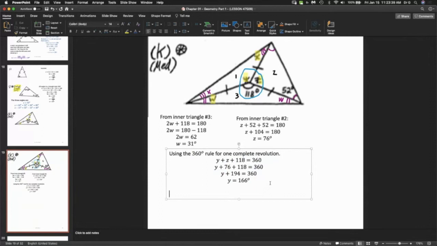Anyway, how the heck do we get x? How do we get x?